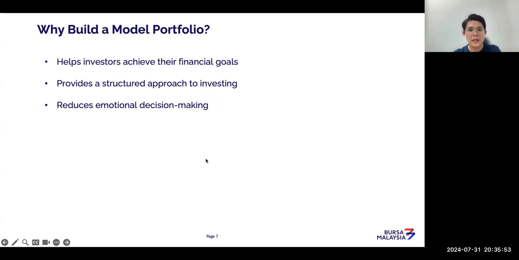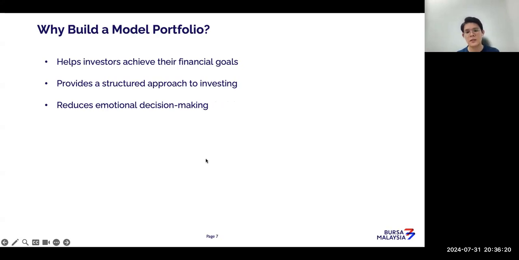So why do we need to build a model portfolio? Why is it important? There are three reasons here. The first one is it can help investors, which is us, to achieve our financial goals by providing a clear, structured path instead of making ad hoc investment decisions. We can follow a systematic approach, which helps reduce the chances of errors.